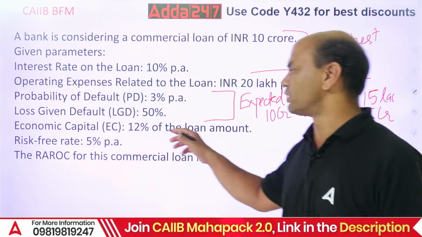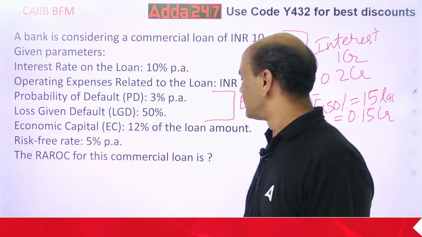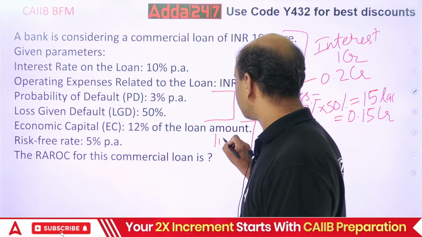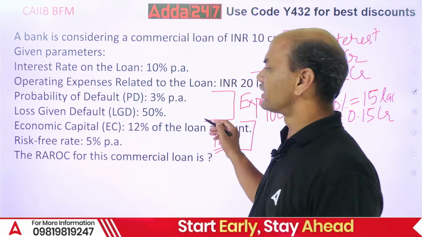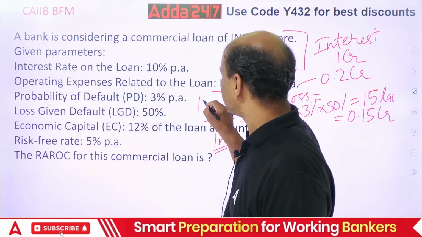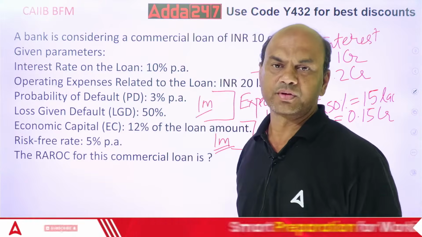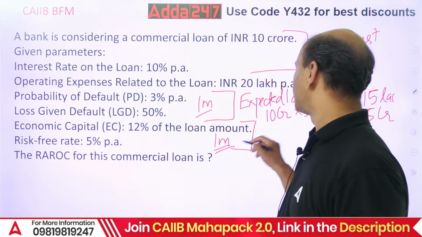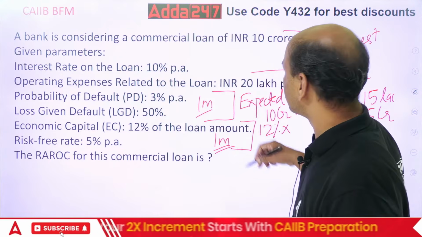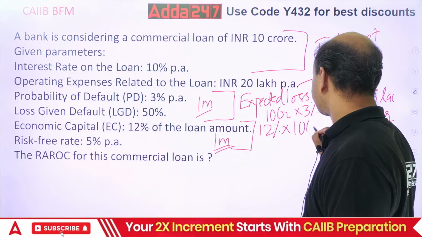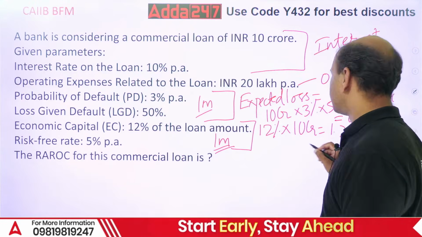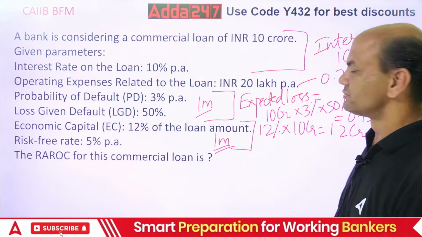And the last one is economic capital. This also you might get as a separate single 1 mark question. So economic capital here is 12% into 10 crores, so that is equal to 1.2 CR. This is your economic capital.